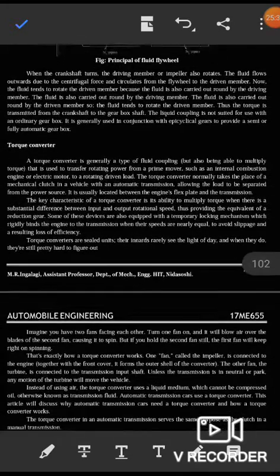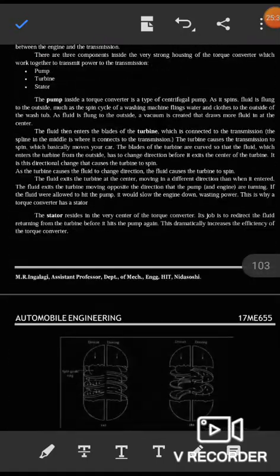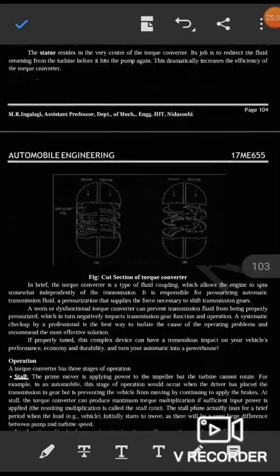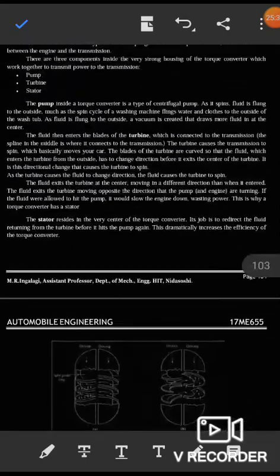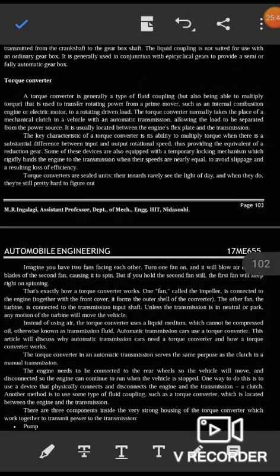Now torque converter. I will explain now this one, torque converter. A torque converter is generally a type of fluid coupling that is used to transfer rotating power from a prime mover such as an internal combustion engine or electric motor to the rotating driven load.